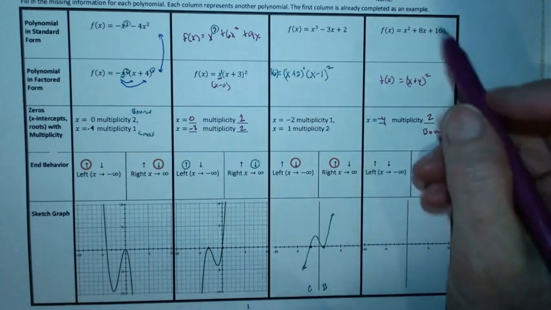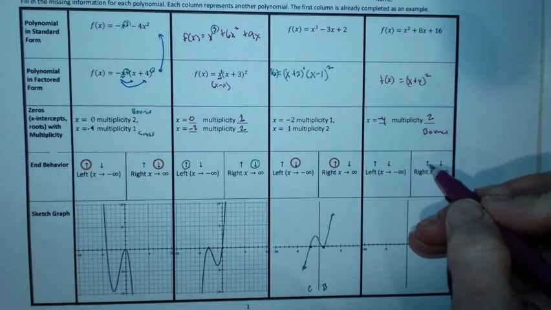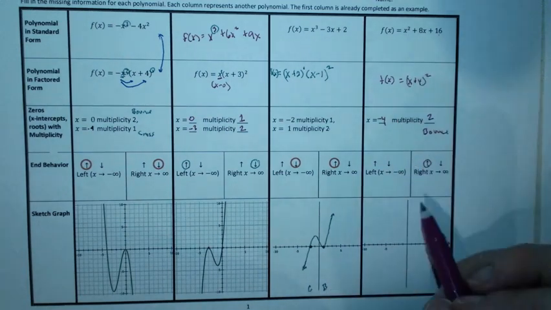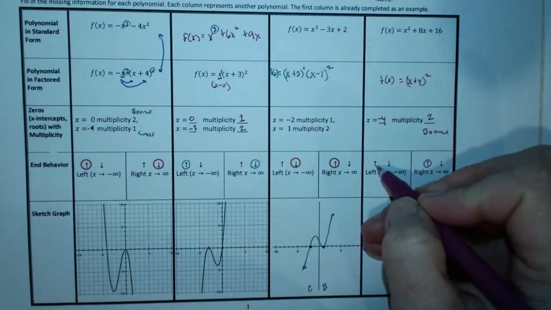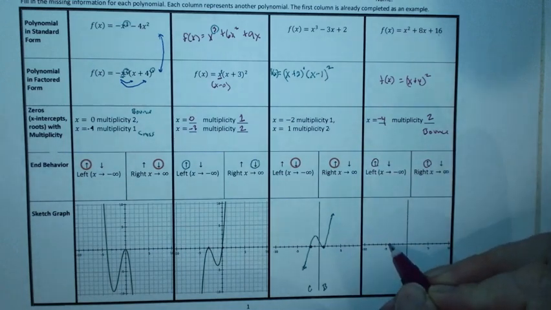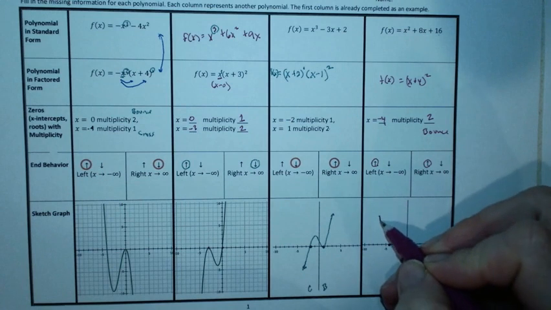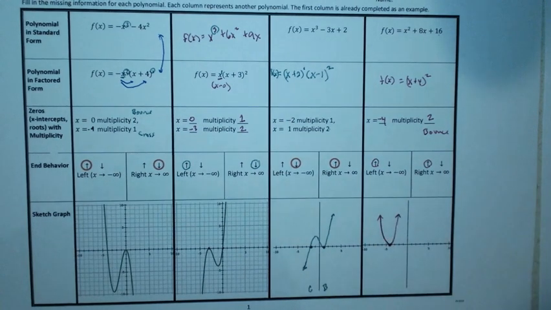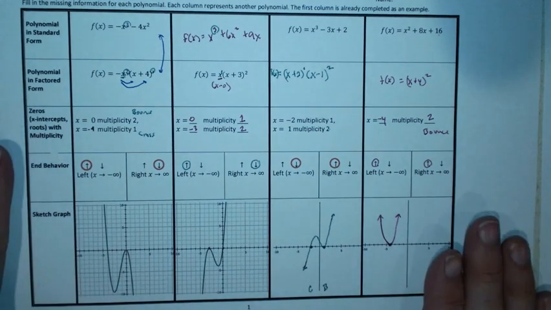And so I know based on here that my right-hand side is going to be going up because I have a positive leading coefficient. It's an even function, so my left-hand side is going to be doing the same thing, going up. Okay, my 0 is at -4, and it's just basically going to be a parabola. It's going to come down and bounce off of there and go up. Okay, so that's how you work through these worksheets.